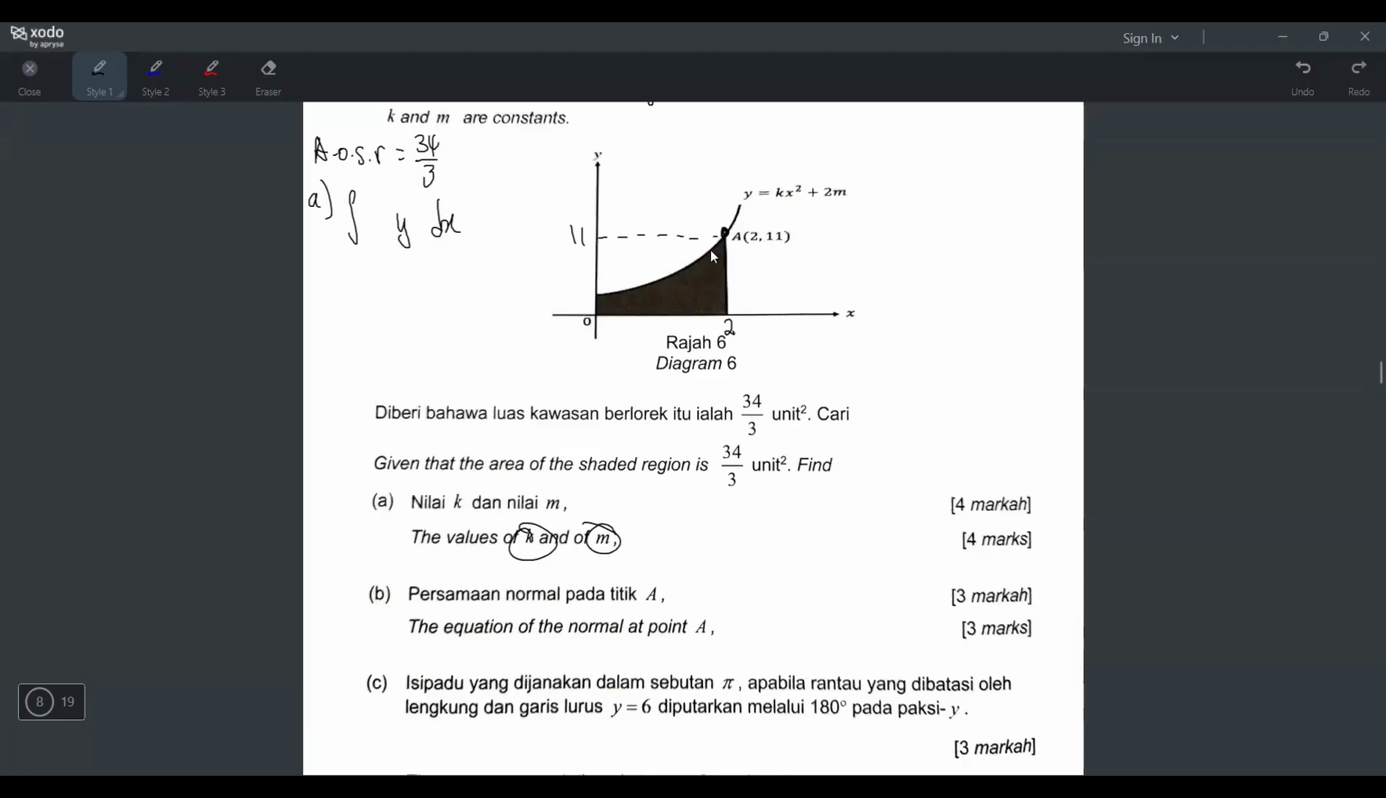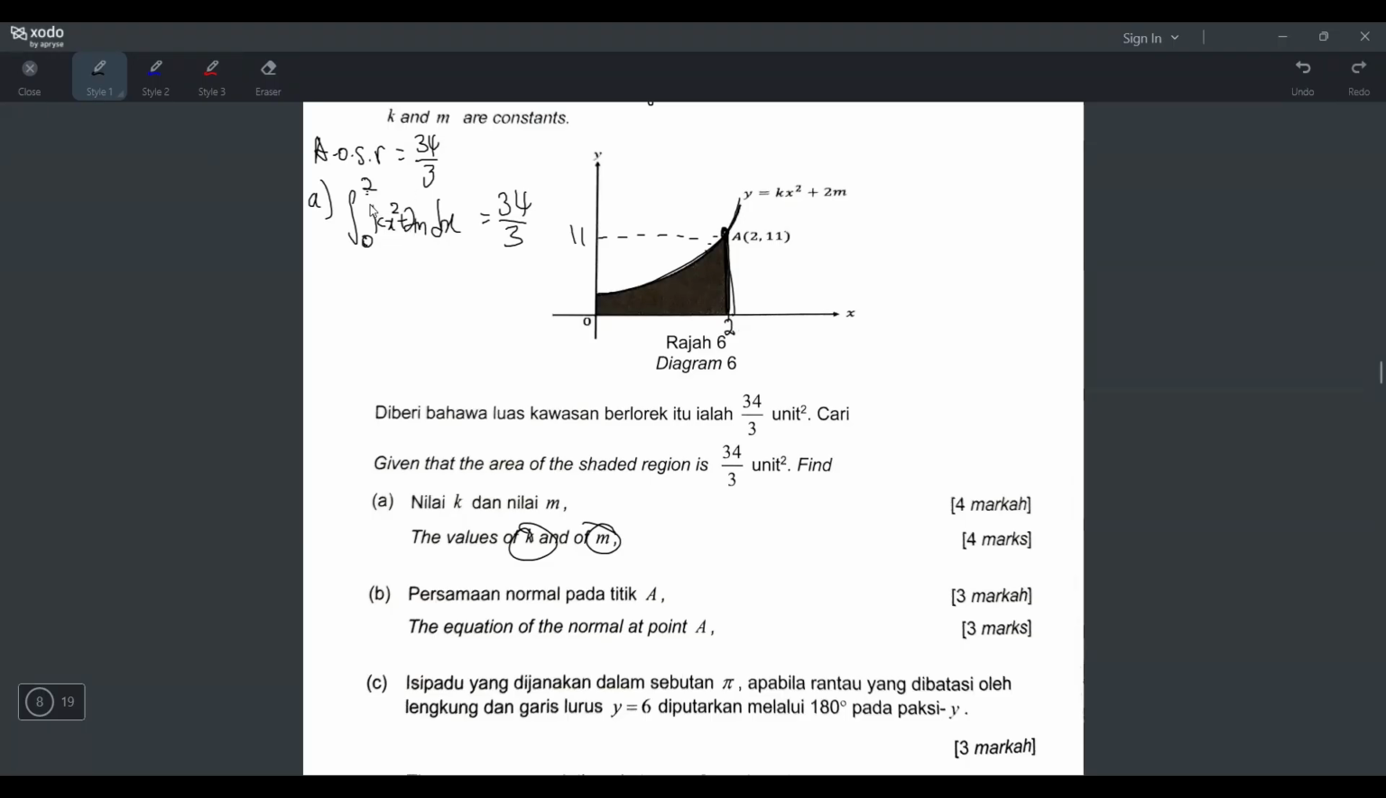You just integrate using the x-axis, because the shaded region is in between the curve and the x-axis, and this line is already a straight line, so you can find it easily. But make sure you write the limits here from 0 to 2, and then don't forget equals 34/3. For the y you can put it in already. The y is the equation of the curve, which is kx squared plus 2m, right?